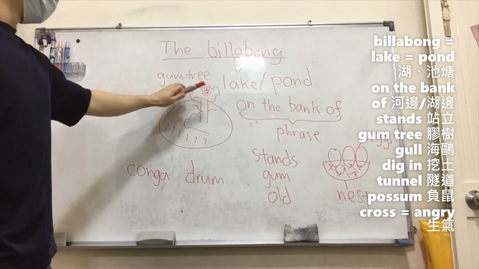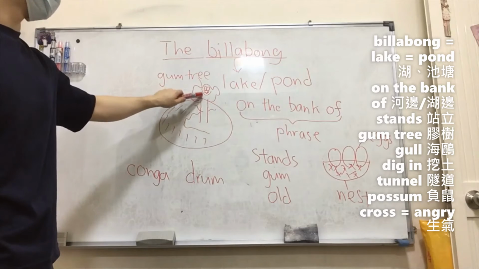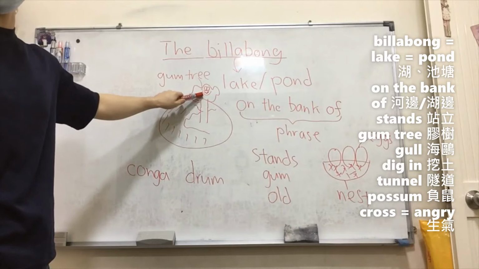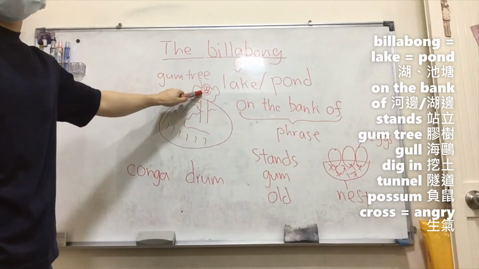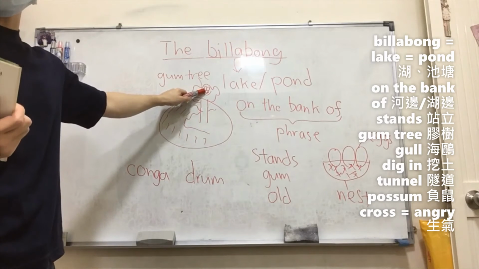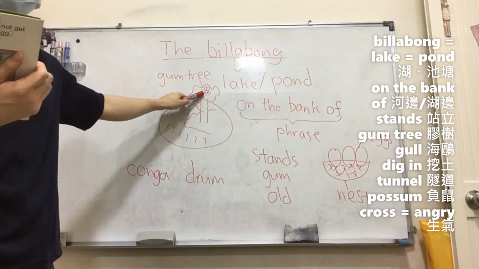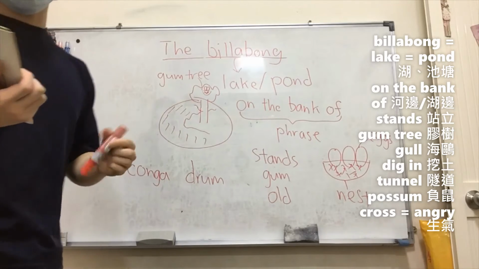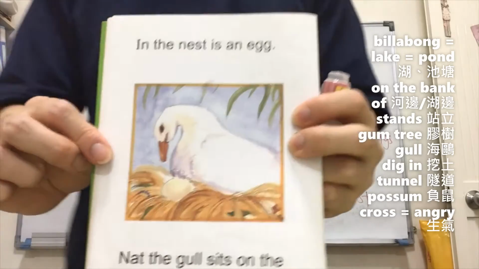Just now I was saying, Ned the gull is at the top of the tree, right? It has a nest at the top of the tree. And now the gull is sitting on the egg, alright? The gull is sitting on the egg.